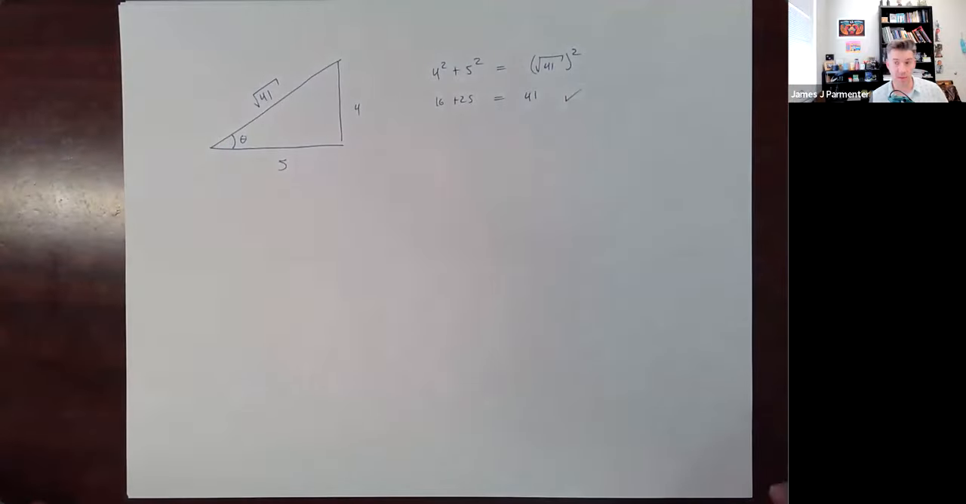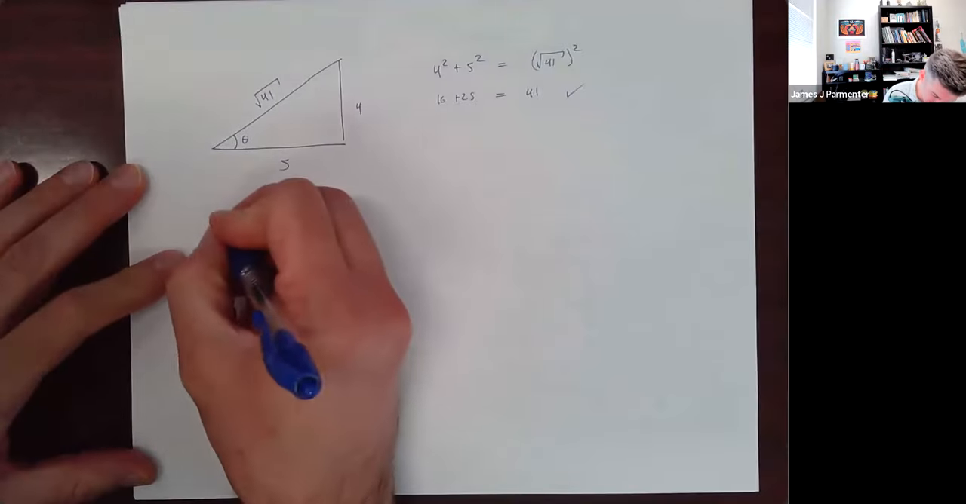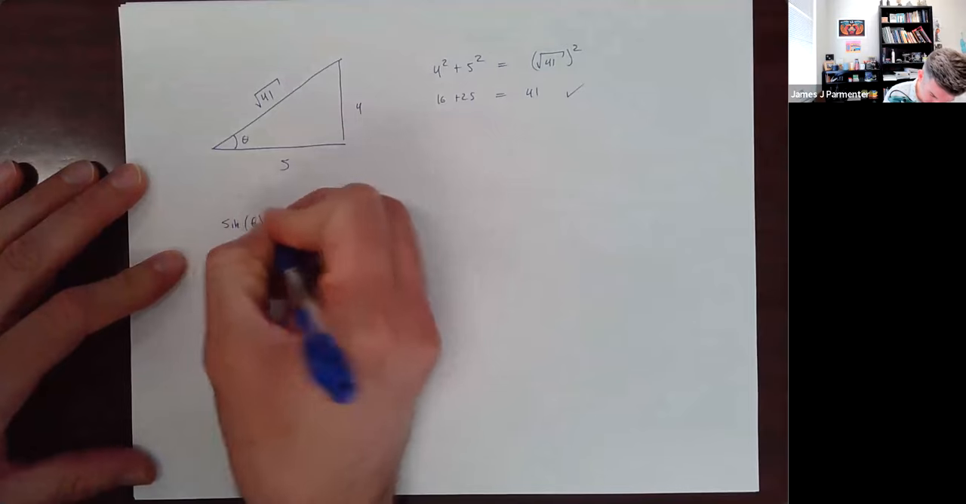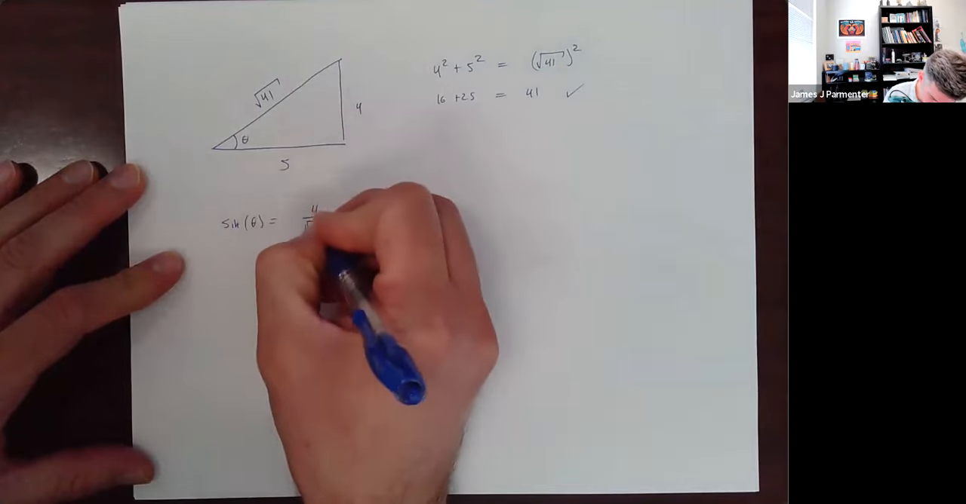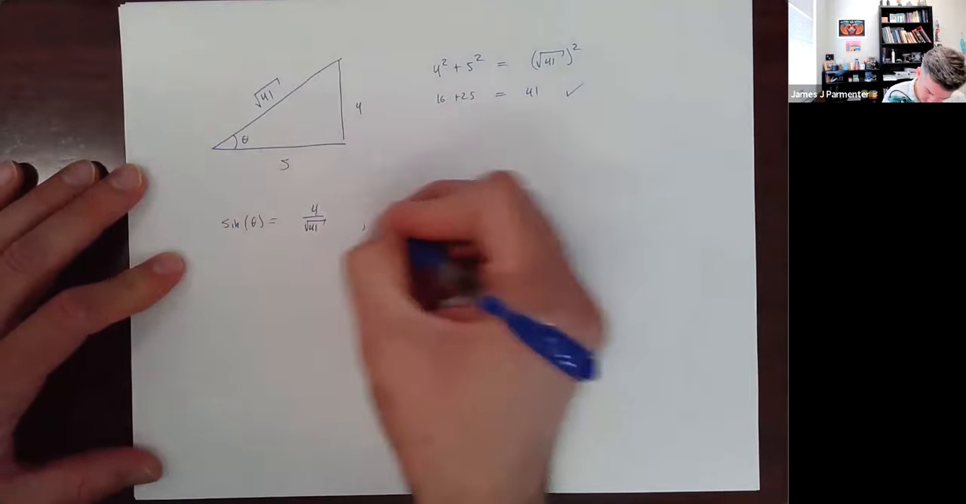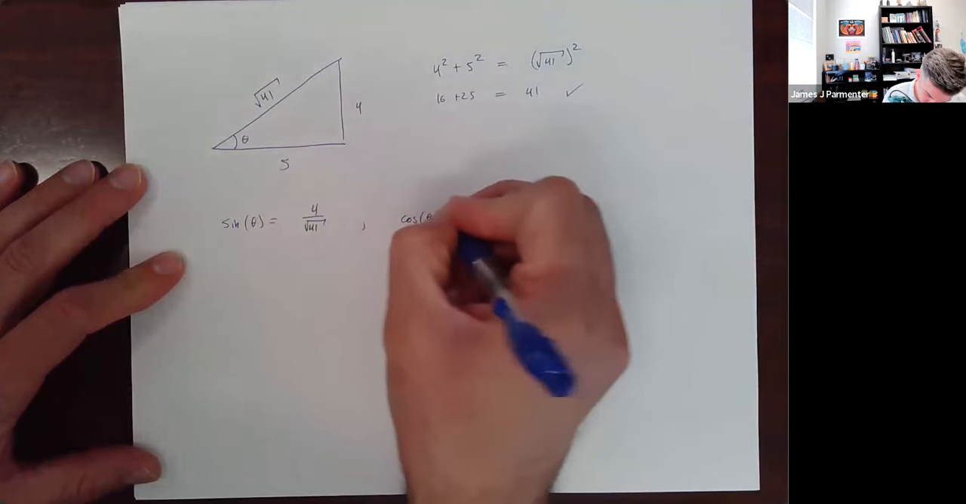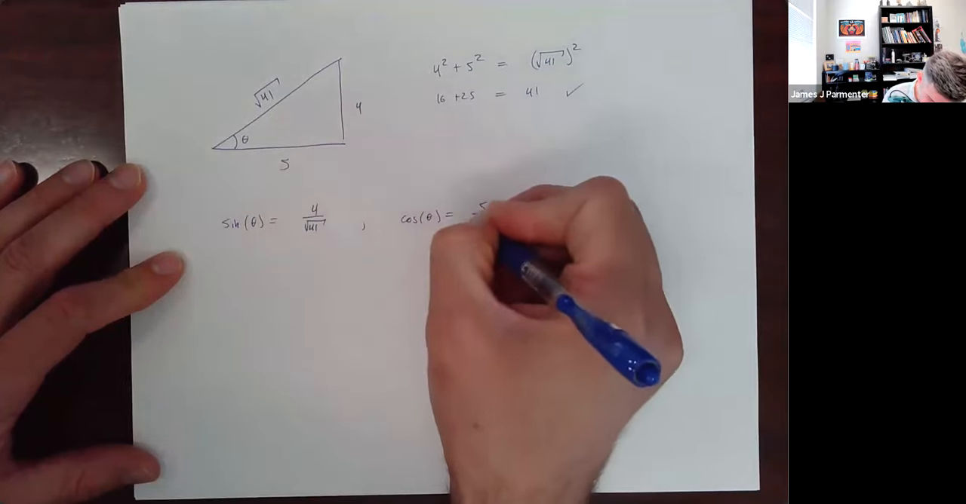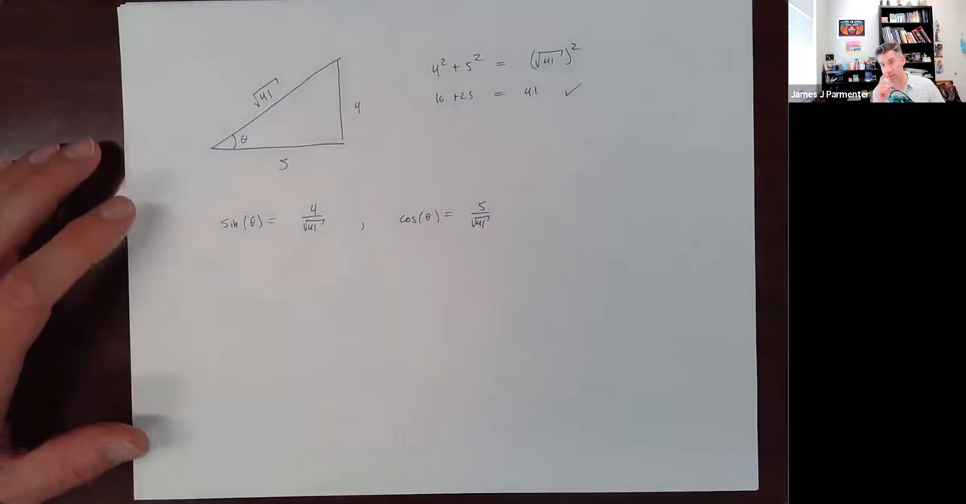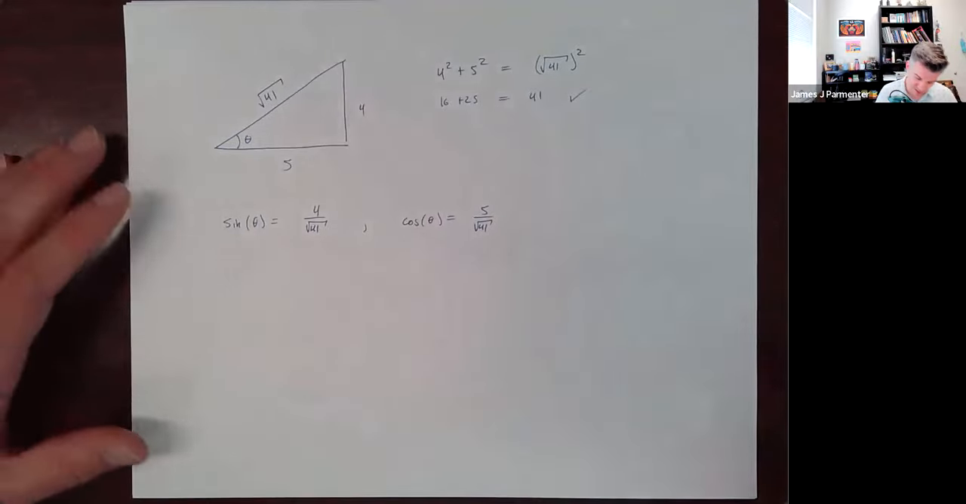Okay. So what I want to show you here is one of my favorite identities. It's actually what I usually call the most famous trig identity. So let's find sine of theta. Sine of theta is 4 over the square root of 41. I'm not going to rationalize it. Cosine of theta is 5 over the square root of 41. Here's what I want you to see. And this was definitely a bonus problem of like a week ago or so.